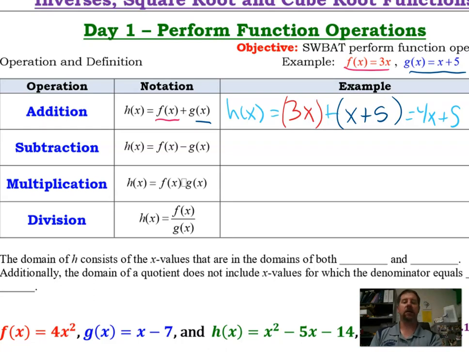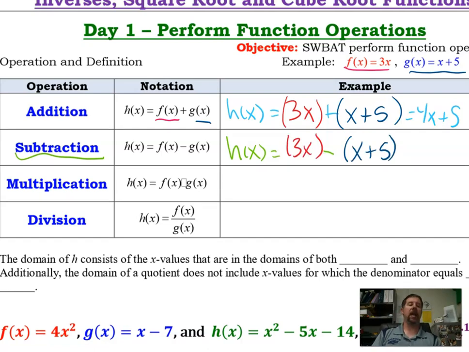Okay, next let's talk subtraction. If I'm subtracting functions, same thing. Again, h of x is f of x, 3x, minus g of x, x plus 5. And I just need to combine my like terms. However, in this case, remember, when you distribute this negative, put a little 1 in front, and you need to distribute that negative to everything. So this becomes 3x minus x, which is 2x, and then negative 1 times 5, which is minus 5.